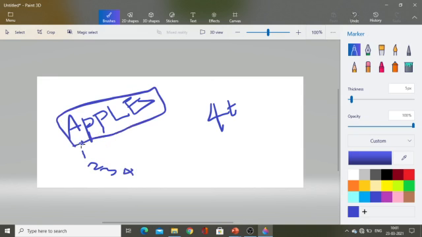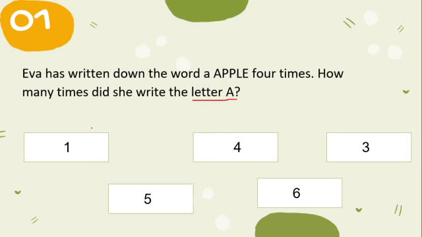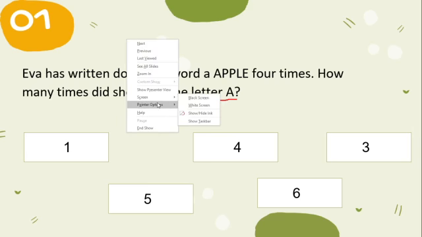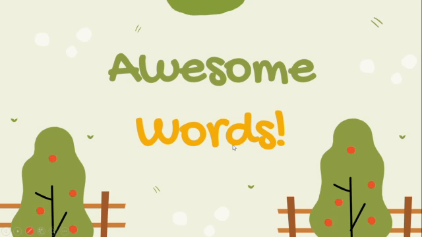Do you all understand? I will repeat it once again. There is one A in one apple. If you write this apple 4 times, then there will be 4 A's. Okay, can we check the answer? Yes, the answer is right.